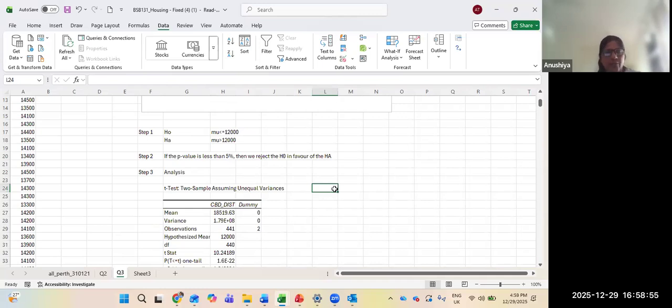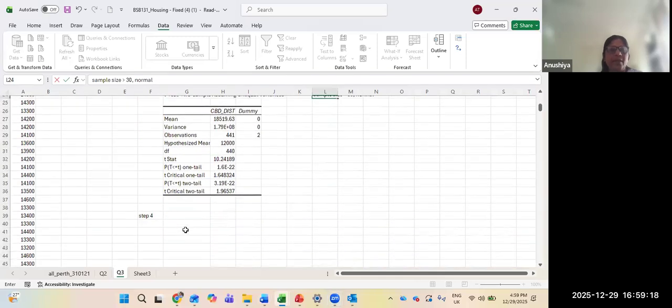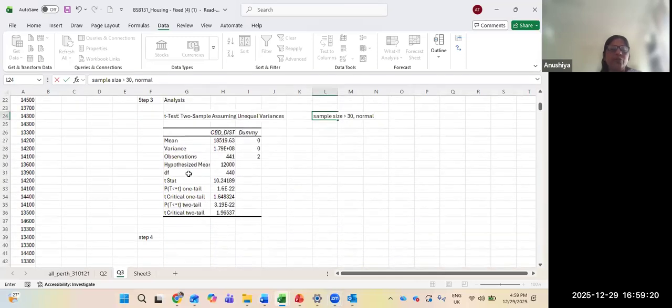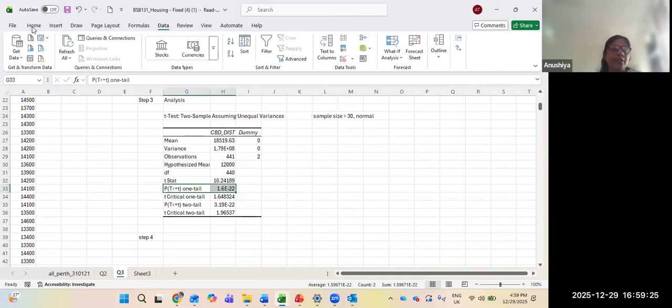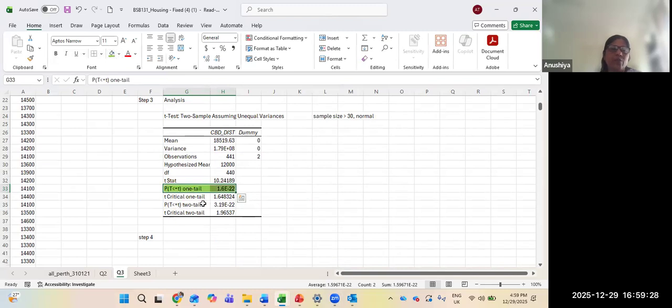Similar to question number 2, here also the sample size is greater than 30, so it is a bigger data set. So we probably have a normal distribution, so we can use the t test. And then for confirming this p-value, are we going to use the p-value with the one-tail test, or are we going to use the p-value with the two-tail test?